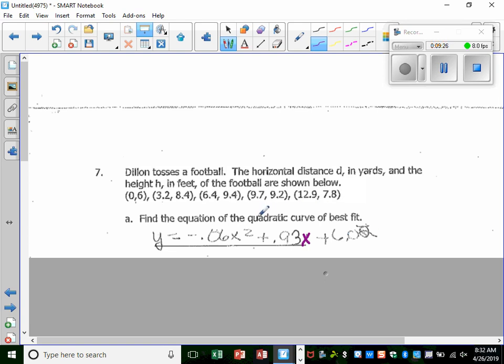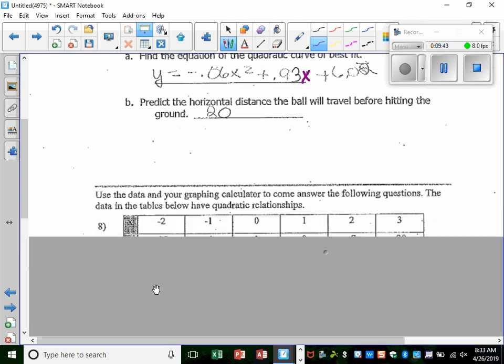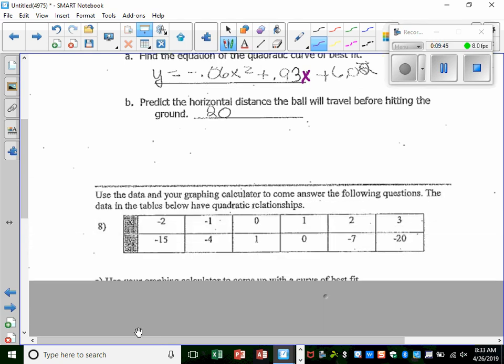So here's the key word right here. It didn't say line of best fit. It says quadratic curve. So it's just option number 5. Okay. All right. Now we're going to move on to number 8. Okay. So let's go down to number 8. We don't need to answer part 2. Let's go down to number 8.